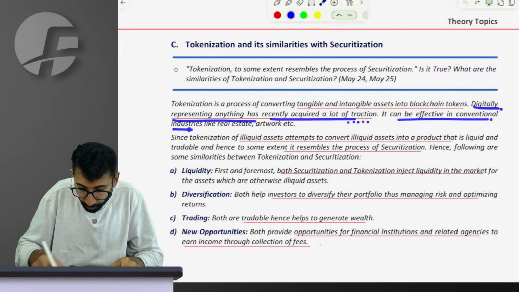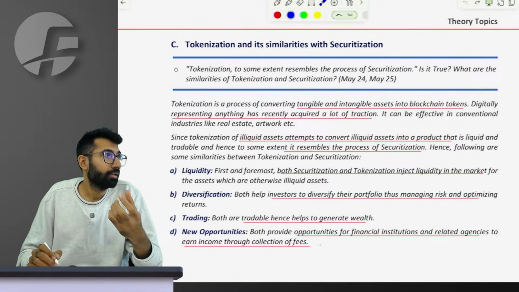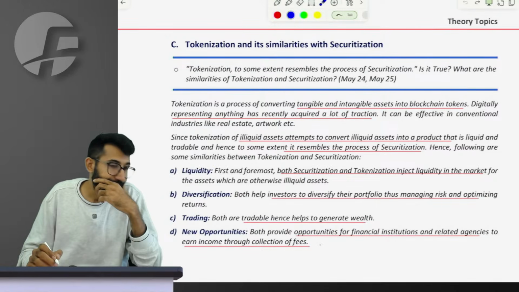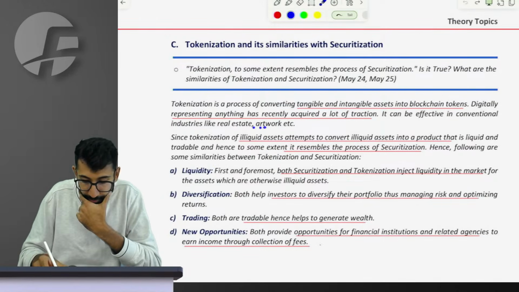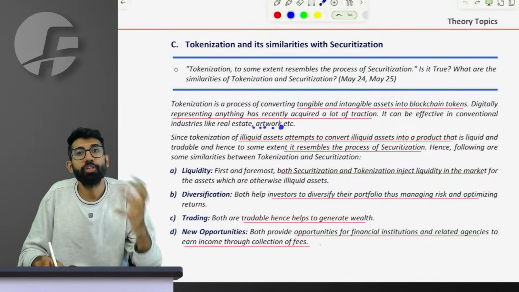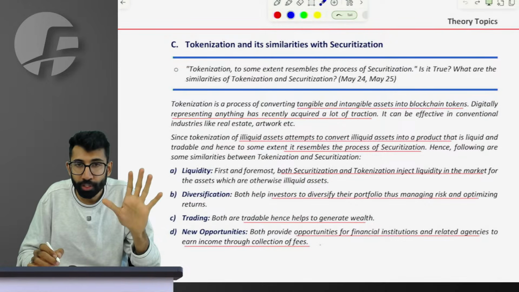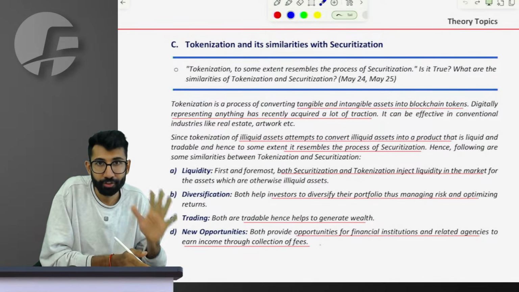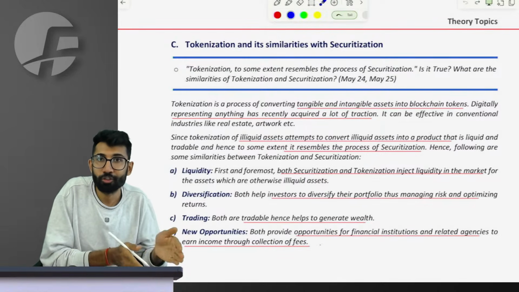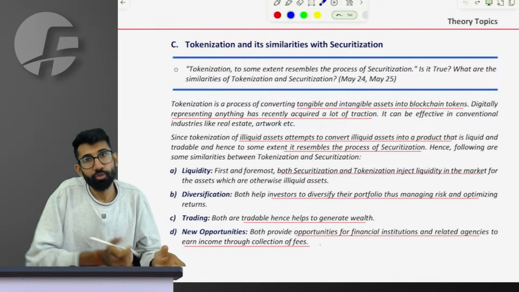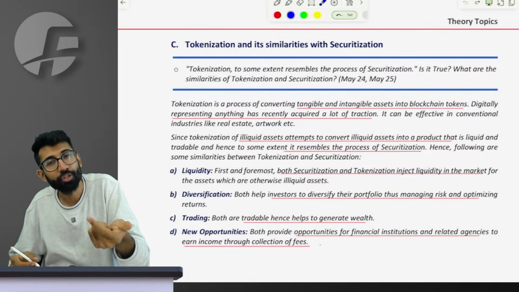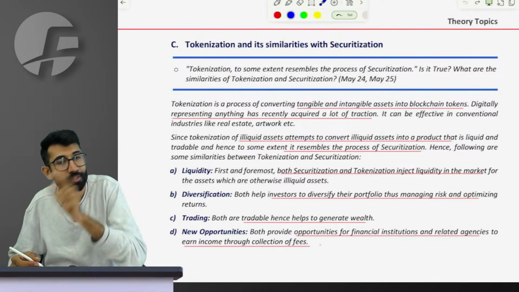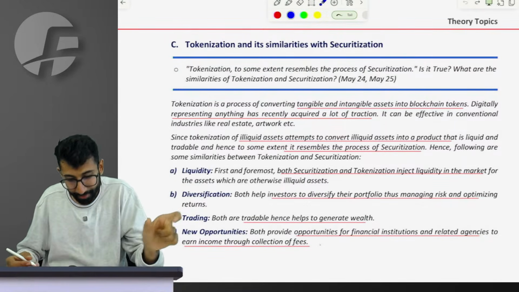It can be effective. For example, have you heard of digital gold? You don't own the gold; it is lying somewhere in someone's warehouse, in someone's locker security. You just buy and sell it online, digitally. You are buying and selling that token because that token represents that particular asset, right?